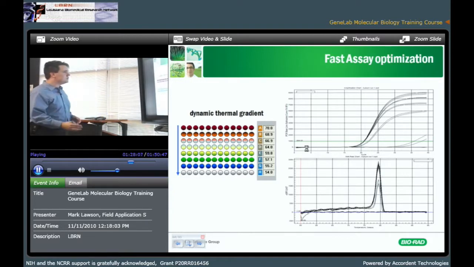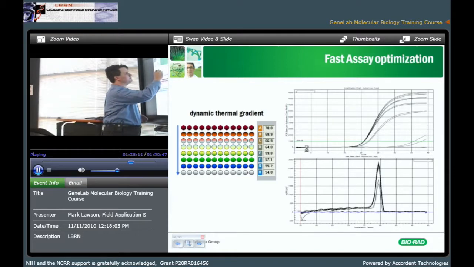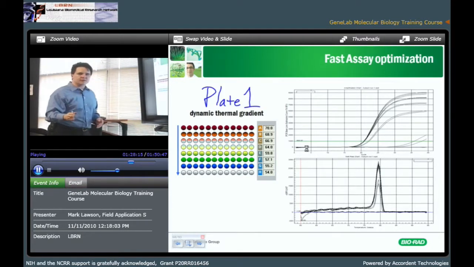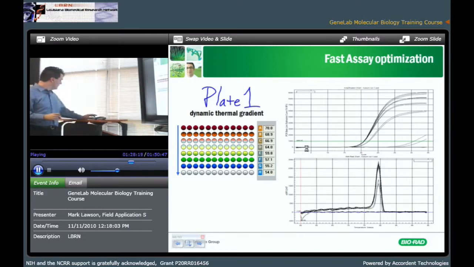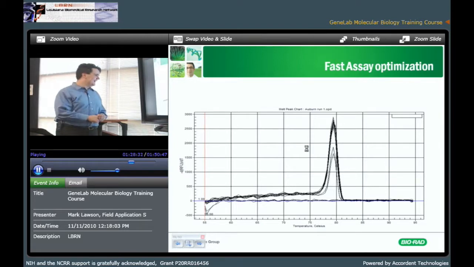So the fastest way to do it is this two-plate optimization. So here's your plate one. It's a gradient PCR. If you have a gradient real-time instrument, you can do all of this on the gradient instrument. If you have a gradient conventional cycler, you can do it on the gradient conventional cycler and score it sort of afterwards. It's not quite as good. So you really want to use a gradient real-time system, like the ones that Bio-Rad makes.